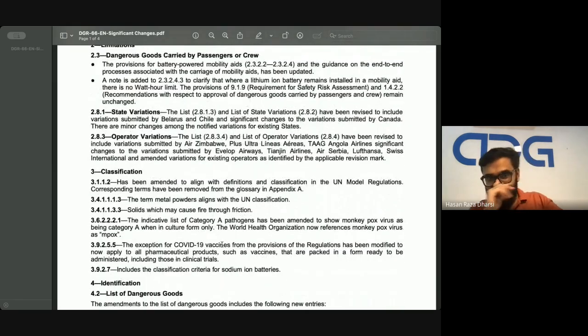Then we have the section of classification. The classification section is based on the 9 hazard classes.